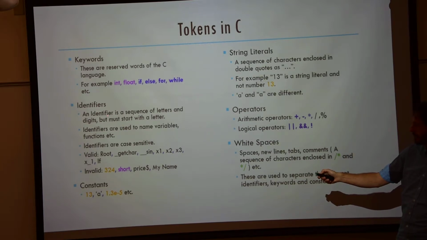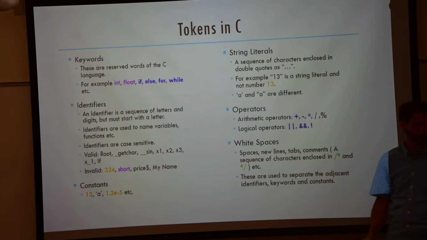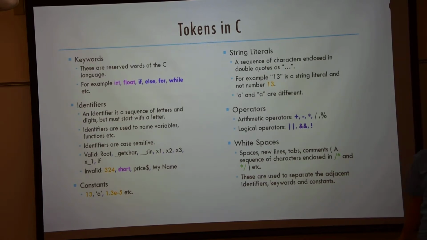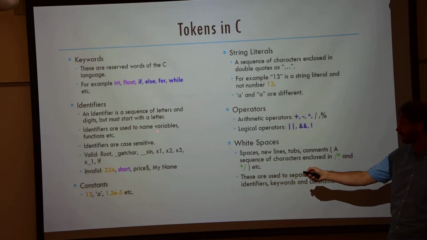Identifiers are a different class. This is a sequence of letters and digits, nothing else. Must start with a letter. And these are used to name variables and functions. So you design your own program, you create a function. You probably would like to create a function name that illustrates what the function is actually going to do. So you create your own name.